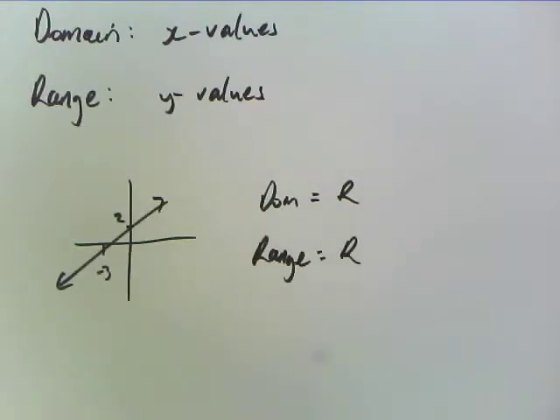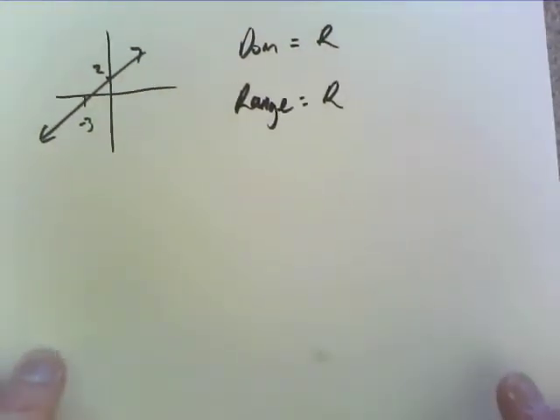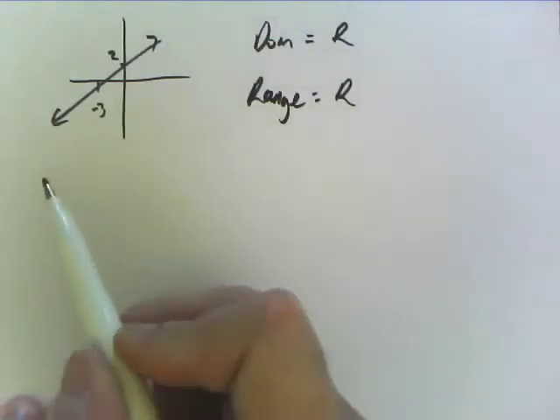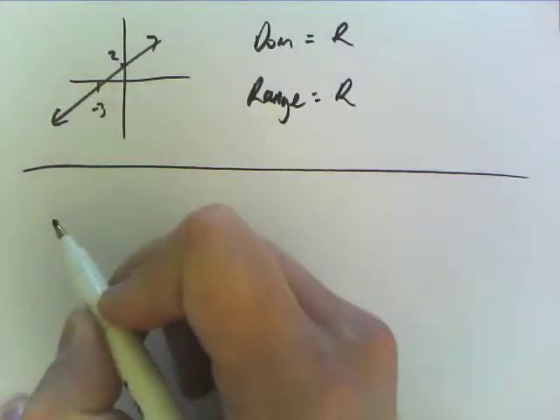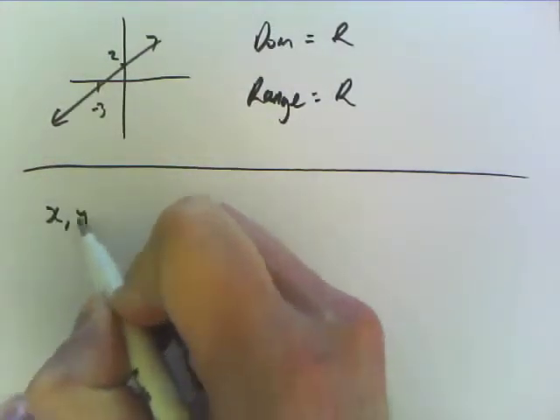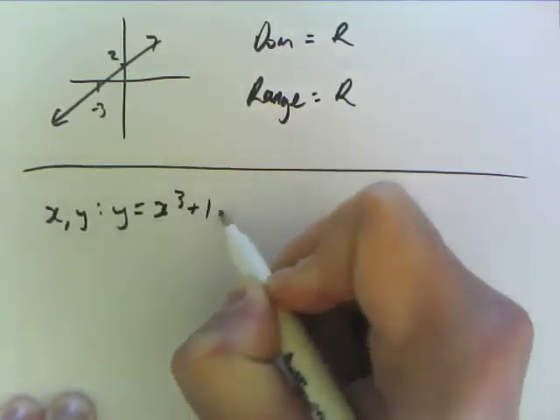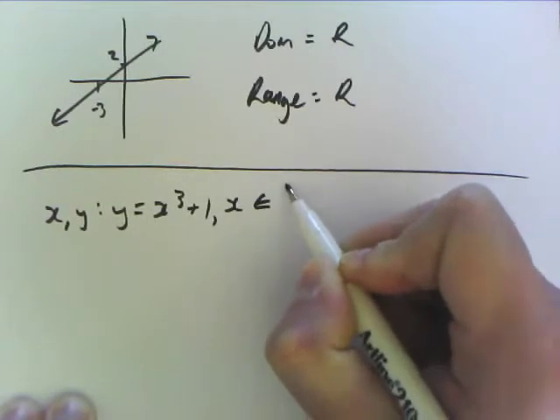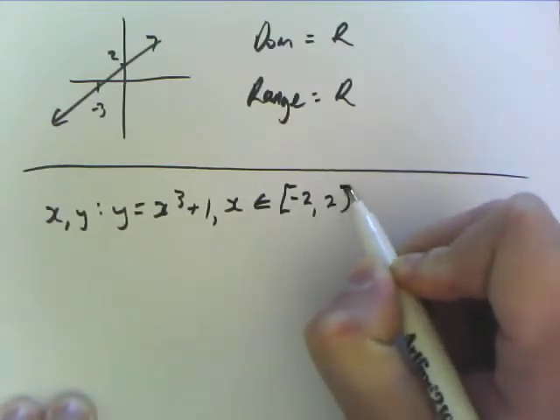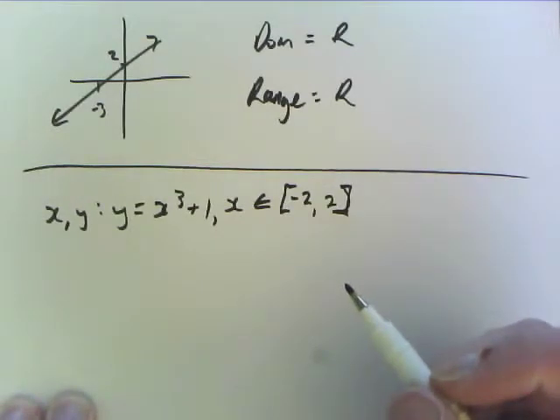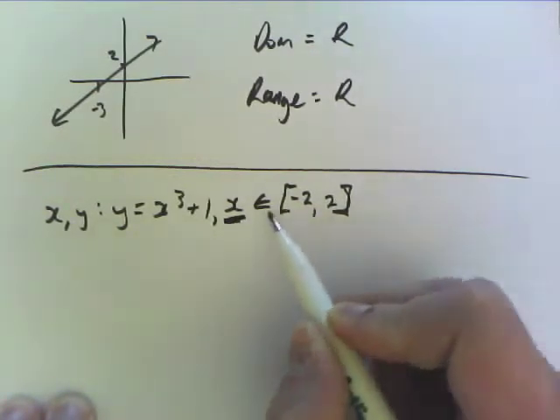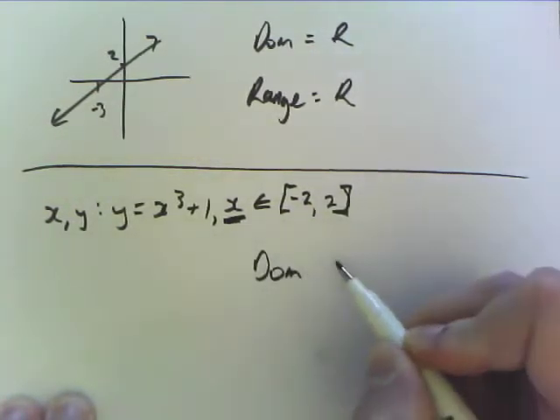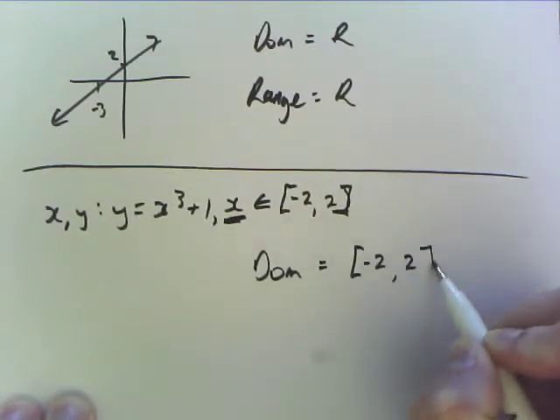It gets a bit trickier for some other questions, and you need to use your brain to figure out what your range is going to be, or you need not so much your brain as the rule. If we have a look at question 9b, we've got y equals x cubed plus 1, where x is an element of [-2, 2]. From that we can already say the domain, because x has got to be between -2 and 2, so our domain is [-2, 2].